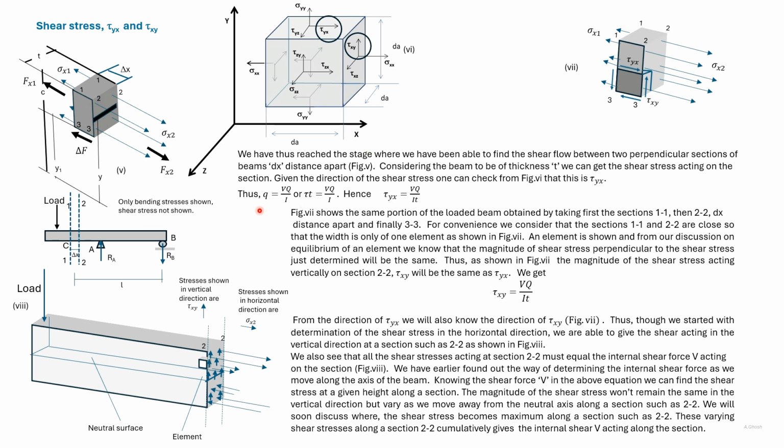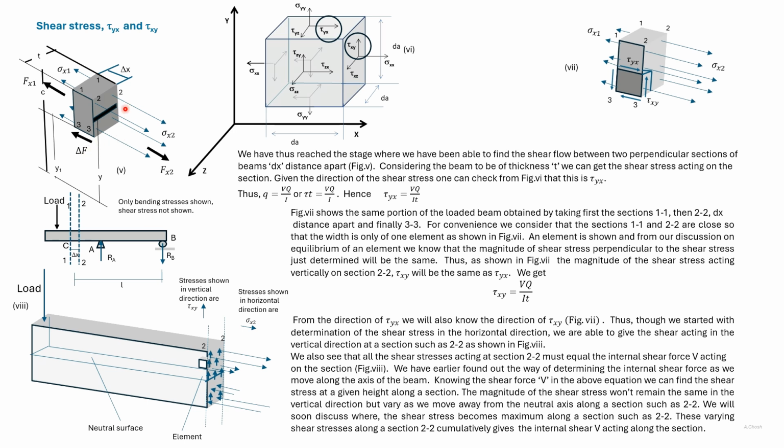The shear flow was given earlier as VQ divided by I. The shear flow can be given as the shear stress in the underside into the thickness t. So we can write tau into t is VQ by I. This stress is tau yx, so it is given as VQ divided by It.